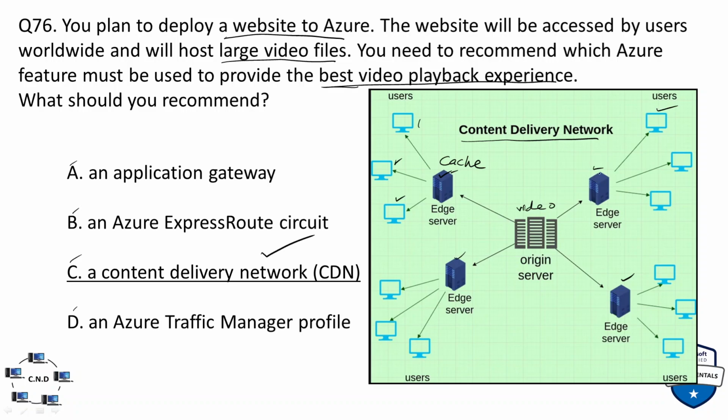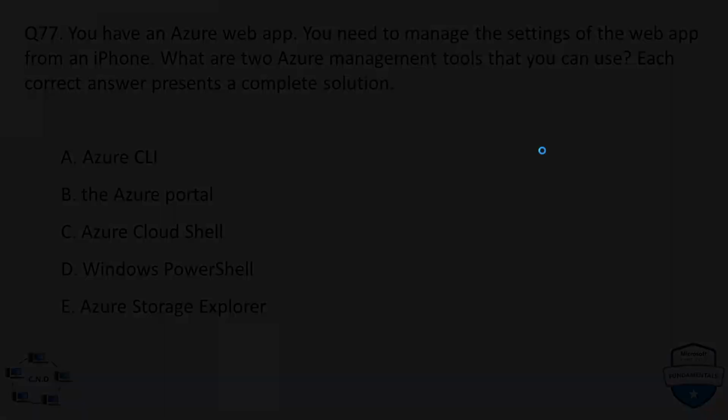So that is the concept of a content delivery network: to deliver the content, especially video, to the nearest location to the user for the best playback experience.